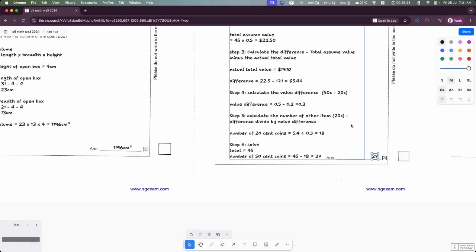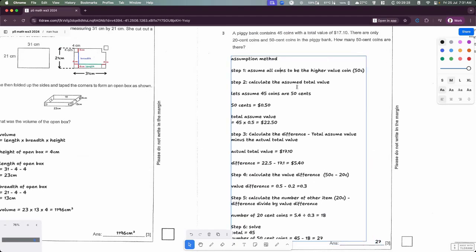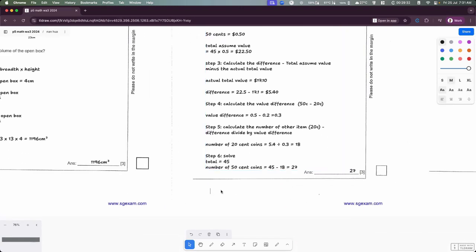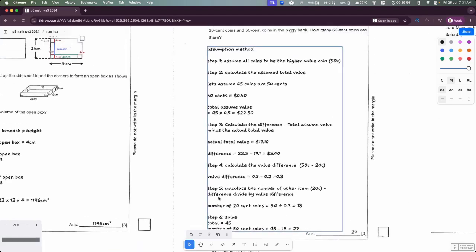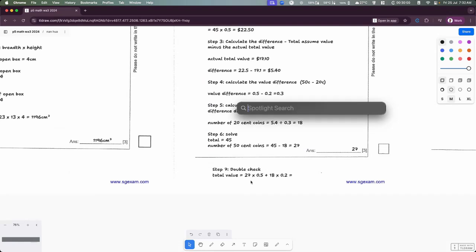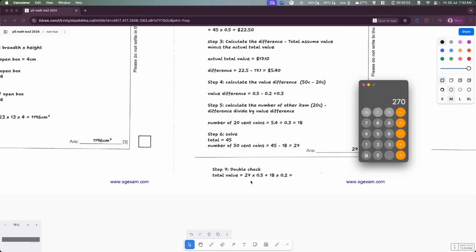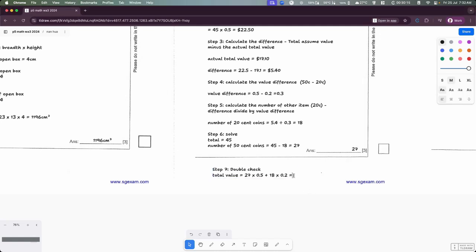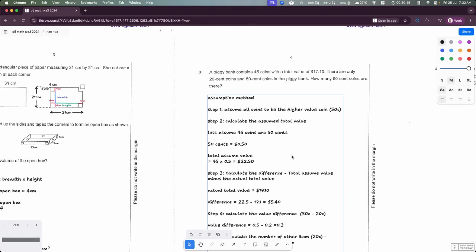So actually, you also need to double confirm. In this case, step 7: always double check. The total value is equal to 27 times 0.5 plus 18 times 0.2, and the total value should give us $17.10. Let's try it out with our calculator: 27 times 0.5 plus 18 times 0.2. This gives us $17.10, which is exactly what we want. There you go.